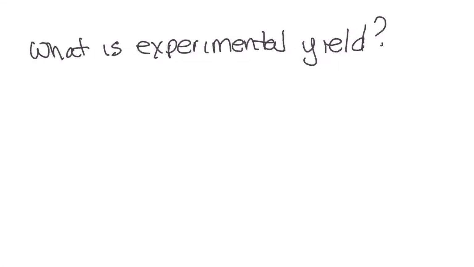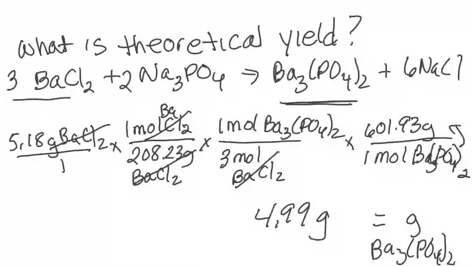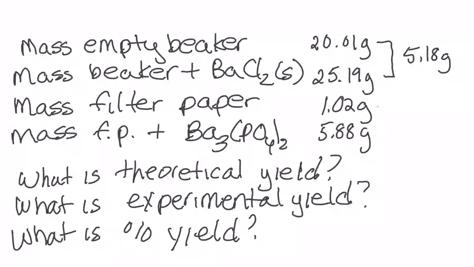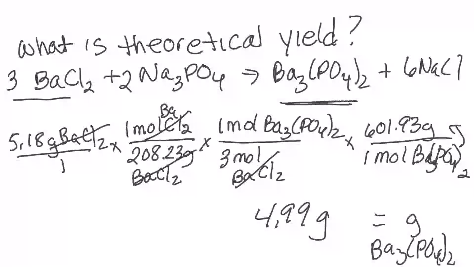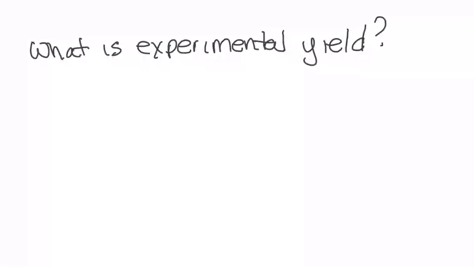What is the experimental yield? How much did I actually collect of barium phosphate? So once again, I have to go back to my data table and see how much barium phosphate I actually collected. And that's this here. The filter paper plus the barium phosphate minus the filter paper gives me an answer of 4.86 grams. So that's how much I actually made. So in theory, I should have made 4.99, but experimentally, and notice this is a much easier question, it's usually just a subtraction. So I get 4.86 grams of barium phosphate from my subtraction.